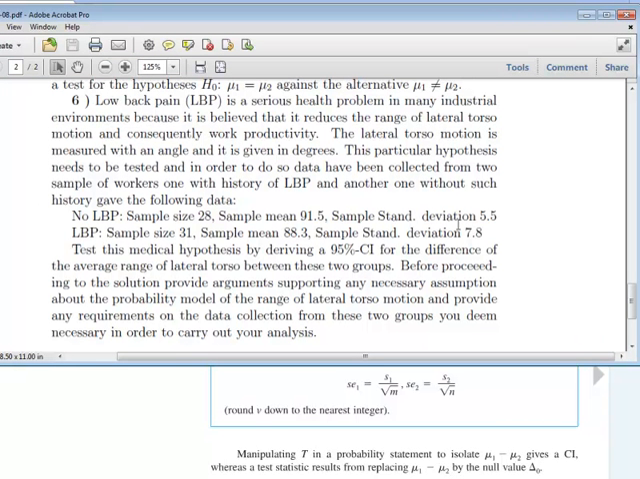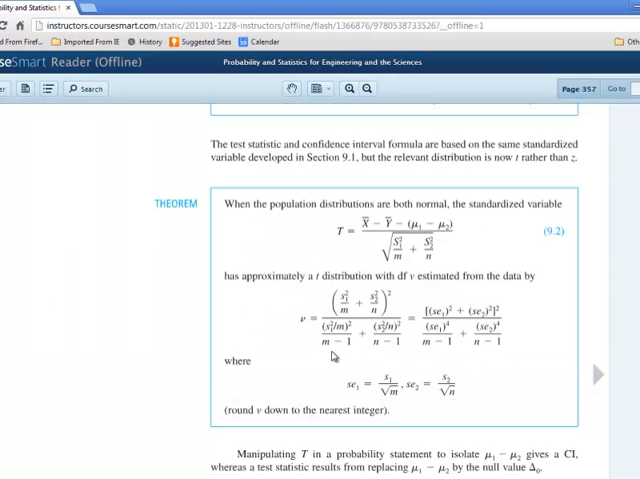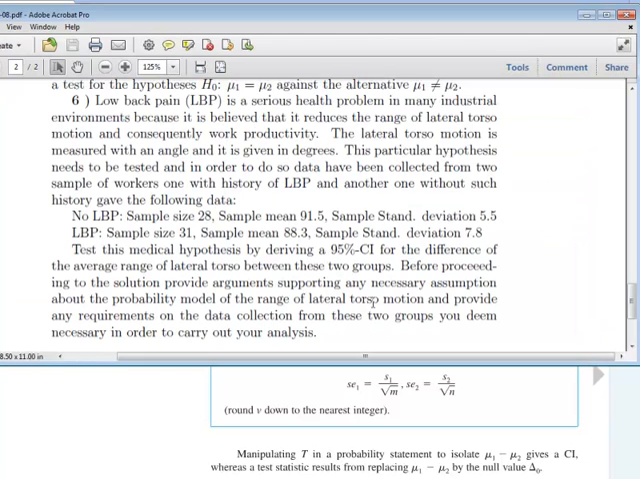So S1 is 5.5 and S2 is 7.8. Now, what we will do is to calculate this formula, and since this number that I'm pointing to right now has to be an integer, you round it down to the nearest integer. We don't really need to be very accurate in this computation. So let's look at this particular quantity, S1 squared over m. Let's look at what this number is on the problem.